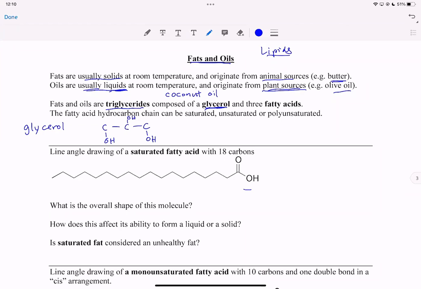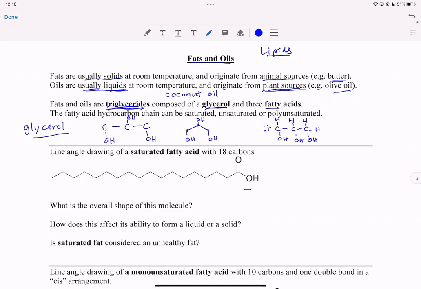but for short, the line angle drawing would look like this: 1, 2, 3, with down, up, and down. And then you could fill this in with 3 carbons, 3 OH groups, and you can fill it all in with hydrogen. So you'll see different representations of this, which is called the glycerol molecule. So when you start with a glycerol molecule, you add 3 fatty acids, and that's called a triglyceride.